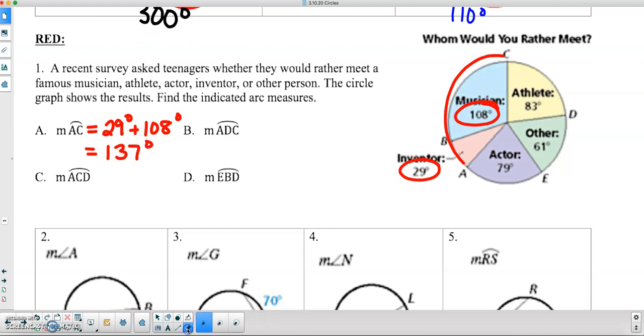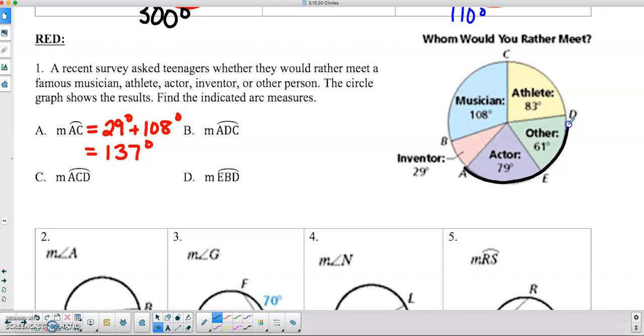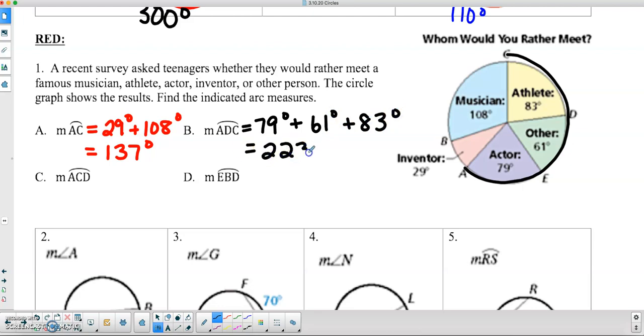Okay? Now if we look at the next one, for the measure of arc ADC, so from A to D to C. So notice how I labeled it based on how it's read. So in this case, it's going to be the actor, which is 79 degrees, plus other, which is 61 degrees, plus an athlete, which is 83 degrees. When you add all of this together, that's going to give you 223 degrees. So keep in mind, your central angle is going to have the exact same degree measure as your arc.